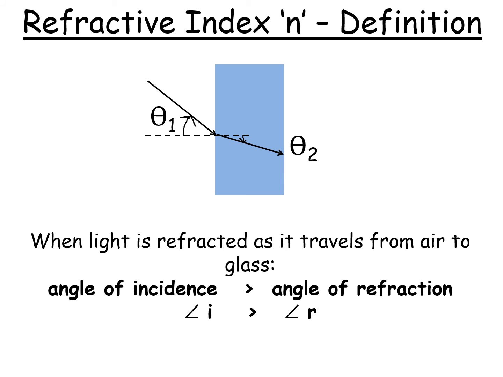The opposite is also true. If it was going from glass into air, then the angle in the glass would be smaller than the angle outside of the glass.